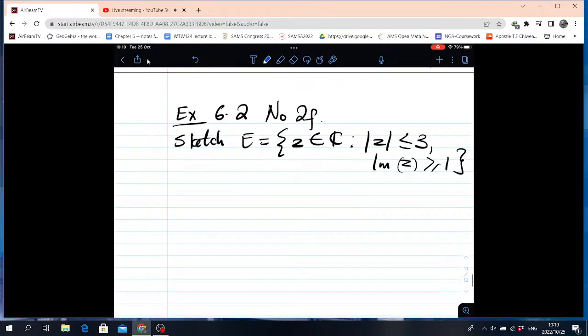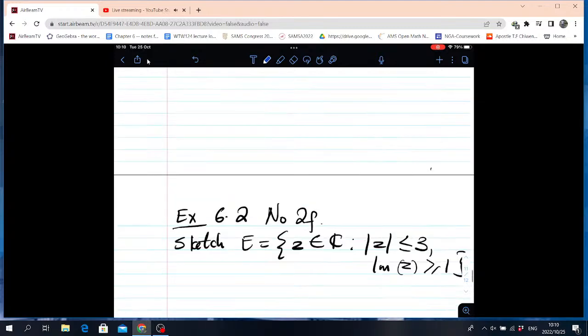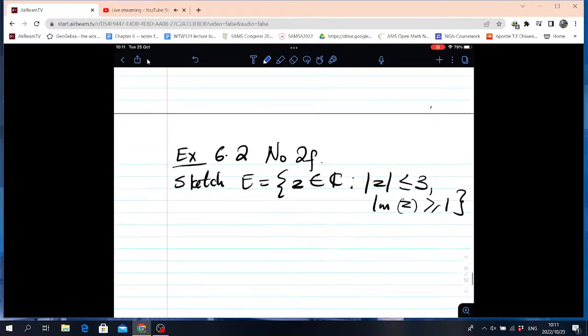Now I'm going to look at a question in one of the exercises in the textbook, and it says sketch E, where E is the set of all complex numbers Z. Here we're just trying to illustrate how you can use what we know now to figure out what this type of object looks like. So we want the set of all complex numbers such that the modulus of Z is less than or equal to 3, and the imaginary part of Z is greater or equal to 1. So that's the question we want to look at.